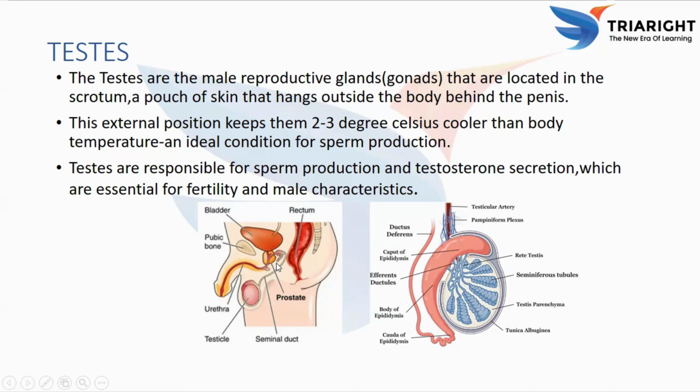How about the nerve supply? It comes from the testicular plexus, which is derived from the renal and aortic plexus, and carries sympathetic and parasympathetic fibers. The testicular plexus regulates the blood flow and also the hormone function. So what key point do we have to remember regarding testes? These are the male gonads, responsible for sperm production and testosterone secretion, which are essential for fertility and male characteristics.